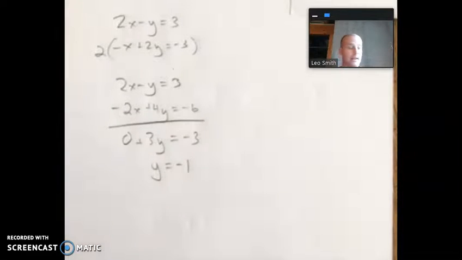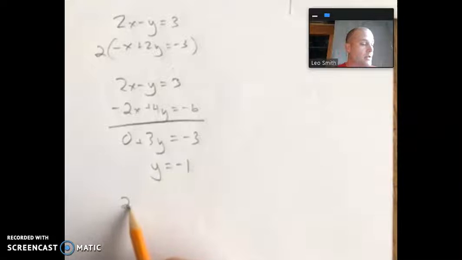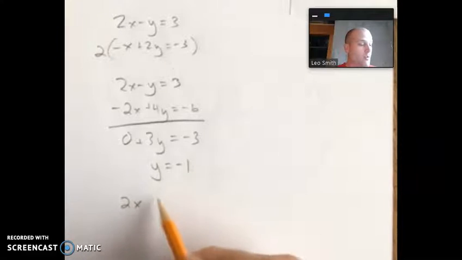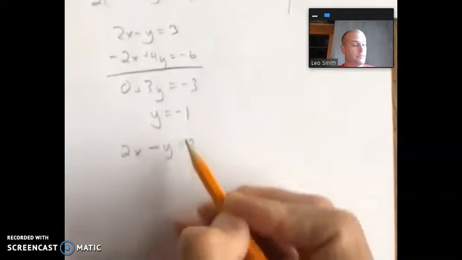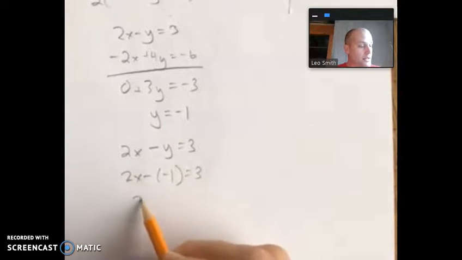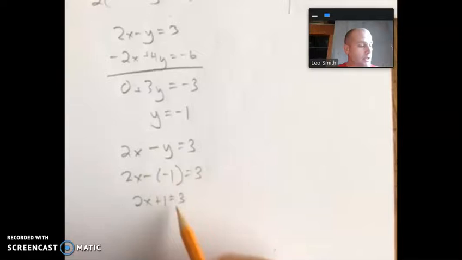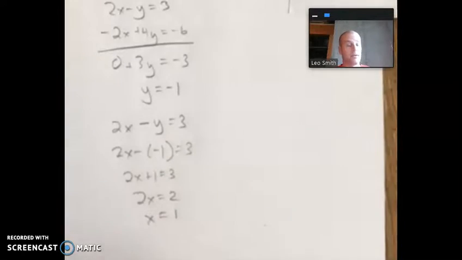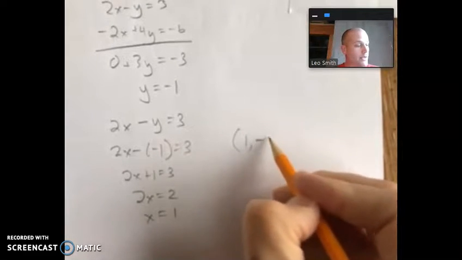And so to find x, I have to use one of the equations, and I'm going to plug in y equals negative 1. So 2x minus negative 1 equals 3. So that's 2x plus 1 equals 3. And so this two-step equation gives me 2x equals 2 and x equals 1. So as an ordered pair, that's equal to (1, negative 1).